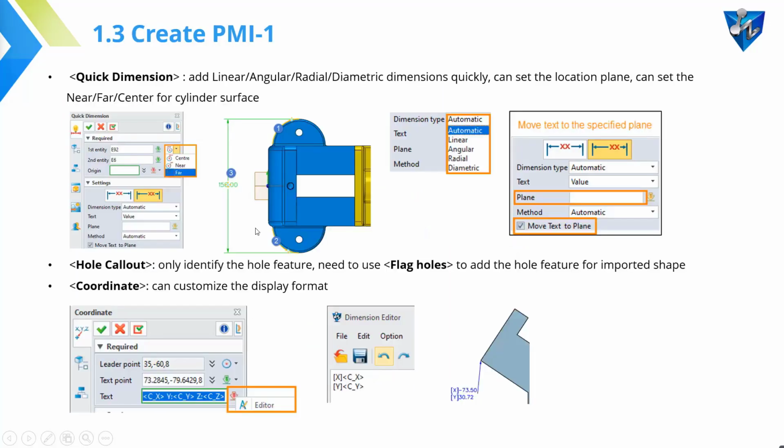About how to create the PMI, we will show you most of the options in the quick dimensions. And then for the hole callout, it is a little different from the 2D drawing. It can only identify the hole feature, so you need to use flag holes to add the hole feature for imported geometry. For the coordinate dimension, it supports customizing the display format.